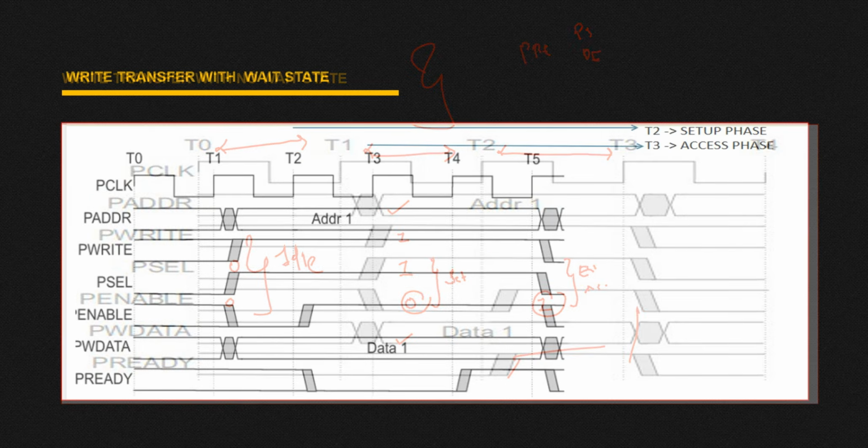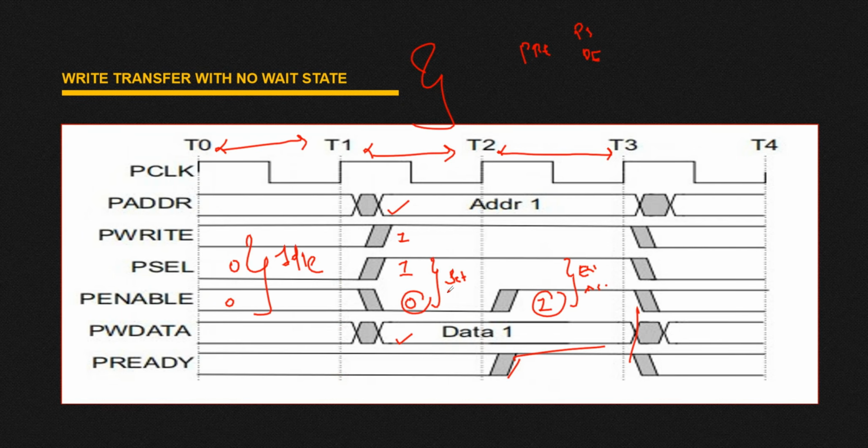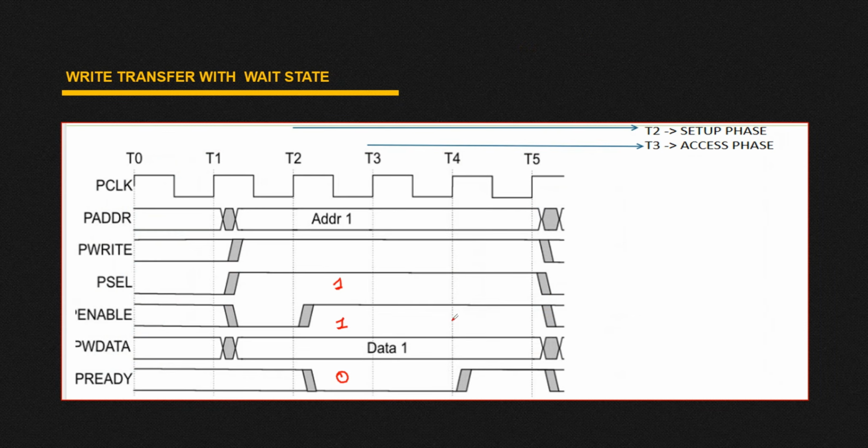Okay, then we have the write transfer with wait state. Now this is very similar to the previous one. The only difference is that when your PSELECT and PENABLE signals are both high, your PREADY is low. In the previous one, when PSELECT and PENABLE were high, at the same time PREADY was also high. That means you were not in a wait state, and you could complete your transfer. But here, when PSELECT and PENABLE are high and PREADY is low, this data transfer should not be completed until your master gets a PREADY signal from your slave.